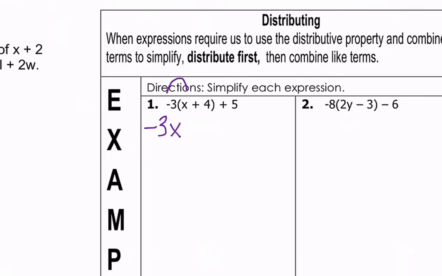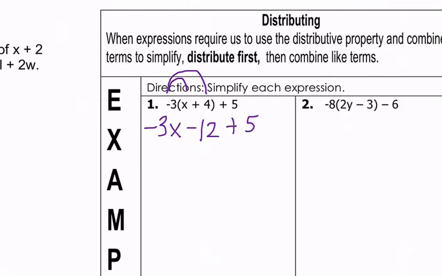Okay, next I'm going to take that -3 and multiply it by the next thing in the parentheses, which is this 4. So I have a -3 times a +4. -3 times 4 is a -12. One mistake that some students make is they want to take this -3 and multiply it by this 5 over here, but notice this +5 is on the outside of the parentheses. So this -3 is only being multiplied by the terms inside. It stops here. So this +5 is just going to drop down.